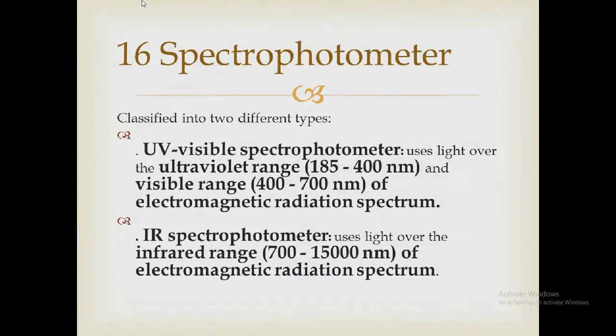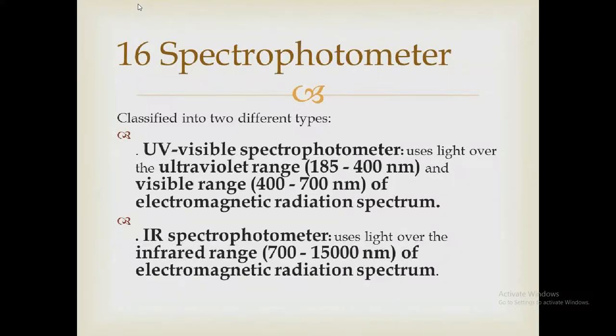The spectrophotometer is further classified into two types. First is the UV visible spectrophotometer. In that, they make use of the ultraviolet range, that is 185 to 400 nanometers, and the visible range, that is 400 to 700 nanometers of the electromagnetic radiation spectrum. The second type is the IR spectrophotometer, and IR indicates the infrared range. Here they incident the solution with IR rays, and the range of that IR radiation is 700 to 15,000 nanometers of the electromagnetic radiation spectrum.